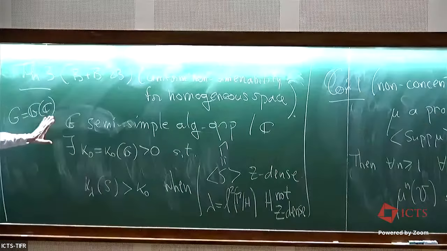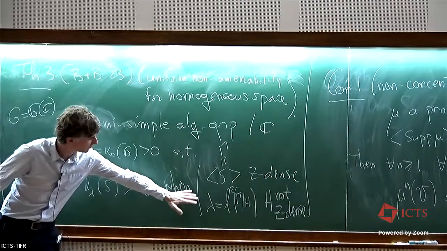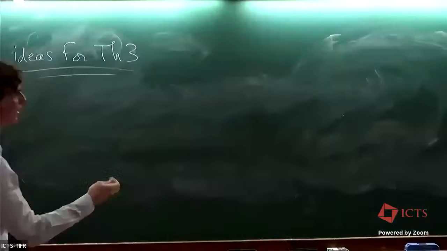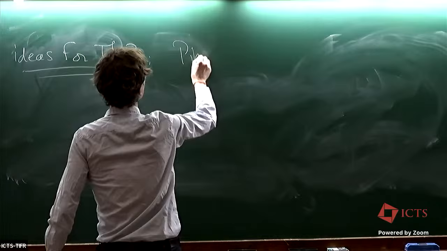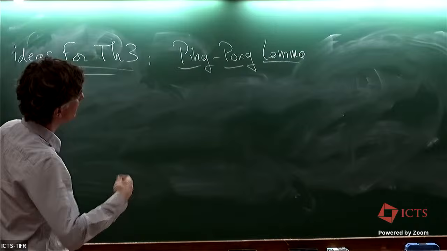We can still manage to prove this theorem because we're not really shooting for a strongly dense free subgroup, but for something a bit weaker, which is this uniform spectral estimate. For this, we have what we call a ping pong type lemma, which looks a little bit like the ping pong lemma, but it's a bit different, and it does not generate a free subgroup, but it gives you a spectral estimate.